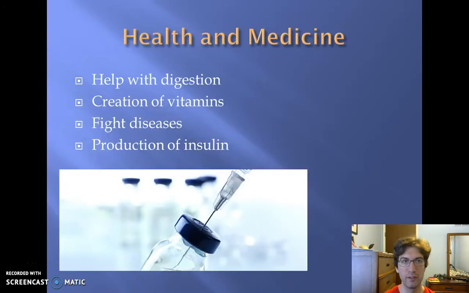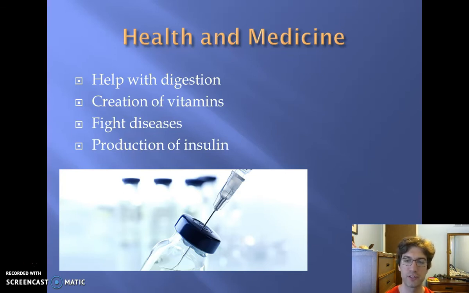Our last one is health and medicine. There is currently bacteria residing in your body right now that help you with digestion, fighting diseases, and even producing vitamins that your body needs. Another way is through the production of insulin.